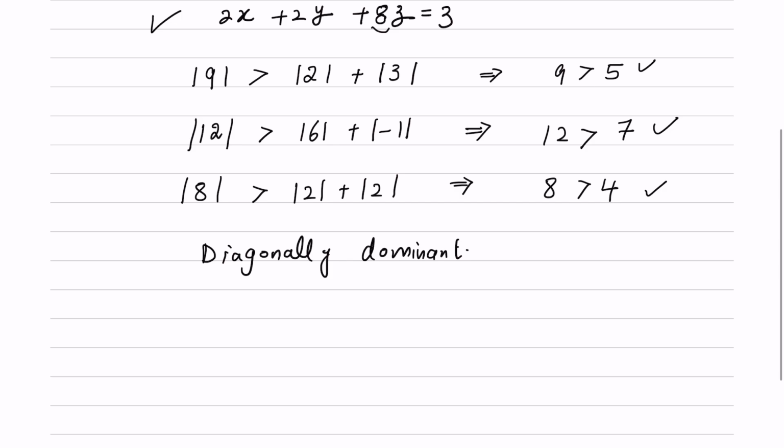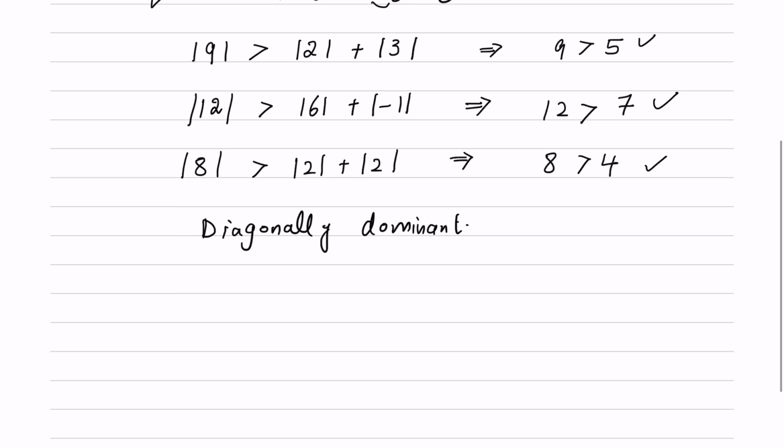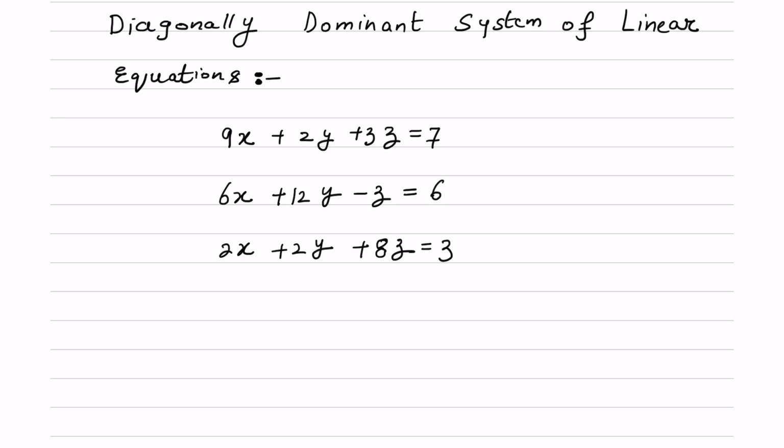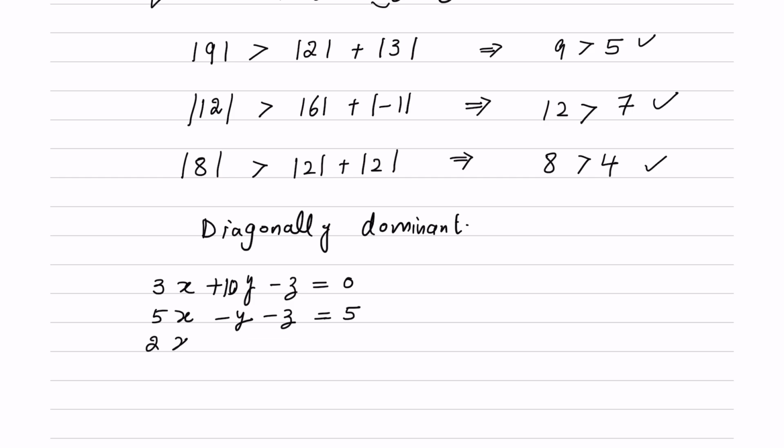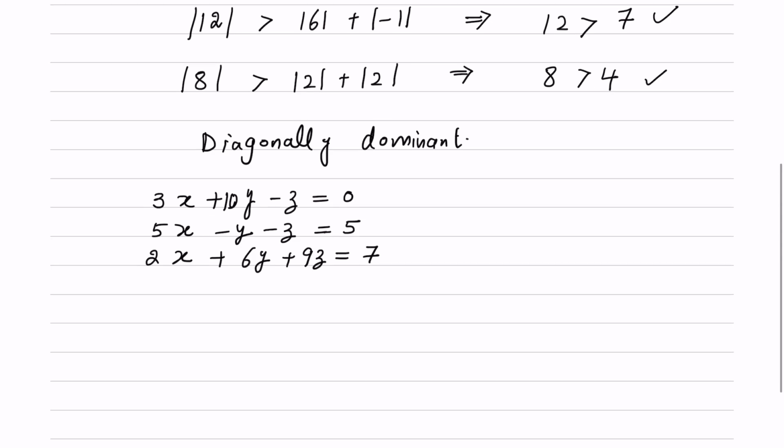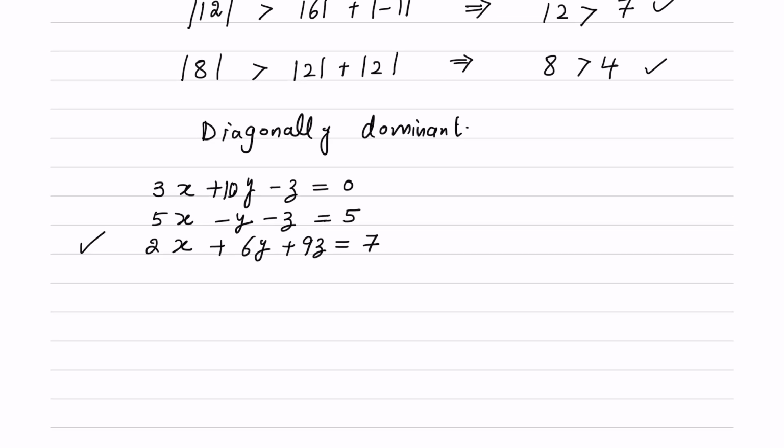Let's look at one more example. We have a system of linear equations: 3x plus 10y minus z is equal to 0, 5x minus y minus z is equal to, let's say, 5, 2x plus 6y plus 9z is equal to 7. Now we will check if this given system is diagonally dominant or not.